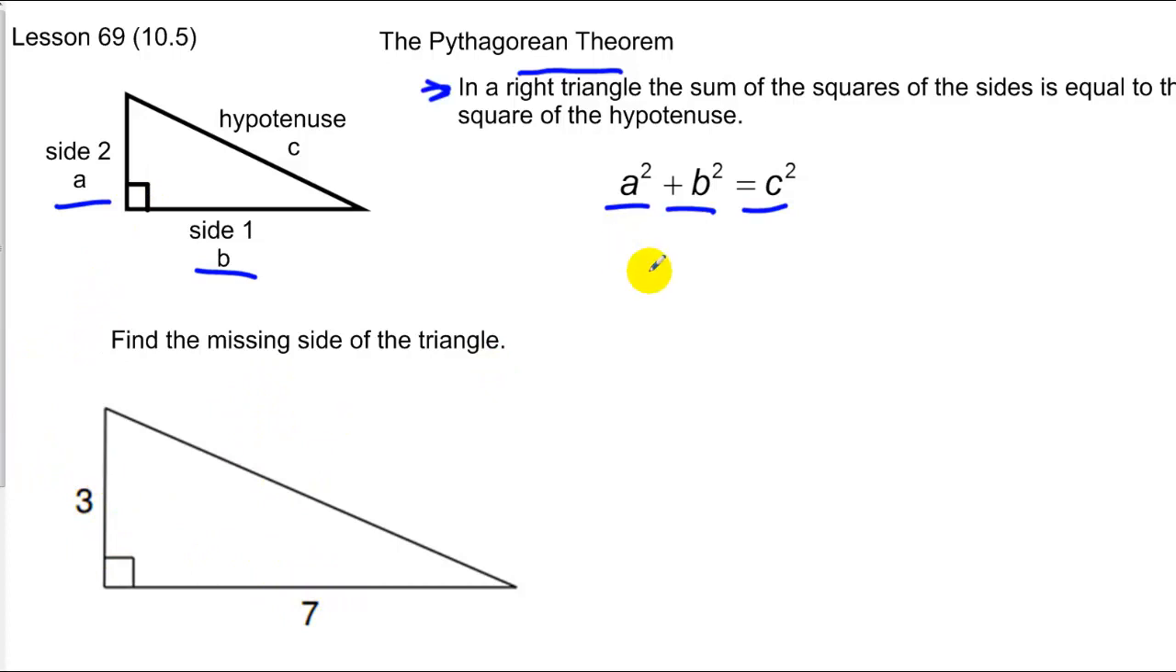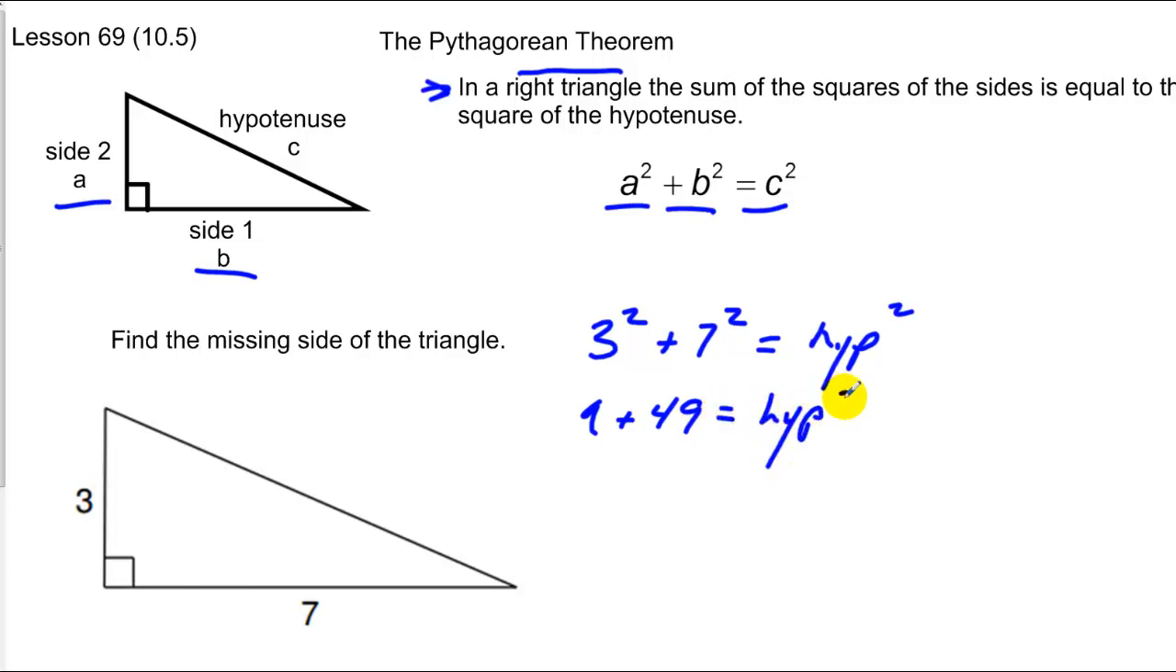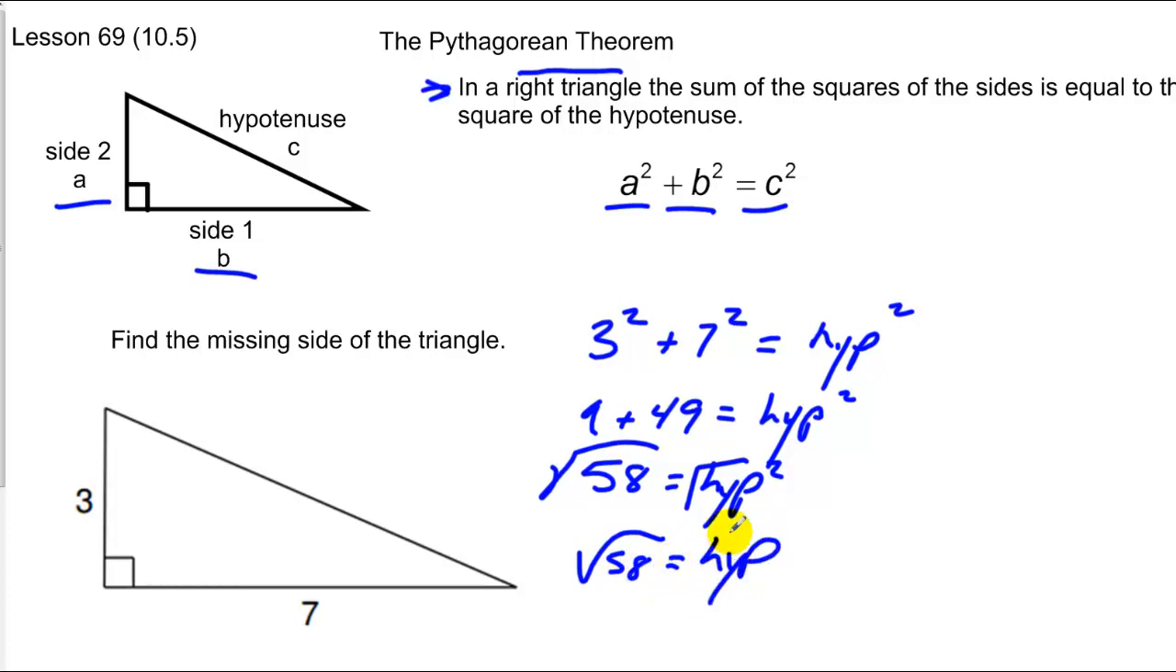So that means if I have two sides of a right triangle, I can find the hypotenuse by using the Pythagorean theorem. If I take 3, square it, add it to 7 squared, I'll get whatever my hypotenuse squared is. So 9 plus 49 will equal my hypotenuse squared. This is a total of 58, and that's equal to the hypotenuse squared. If I square root both sides, we get the square root of 58 is equal to the hypotenuse.